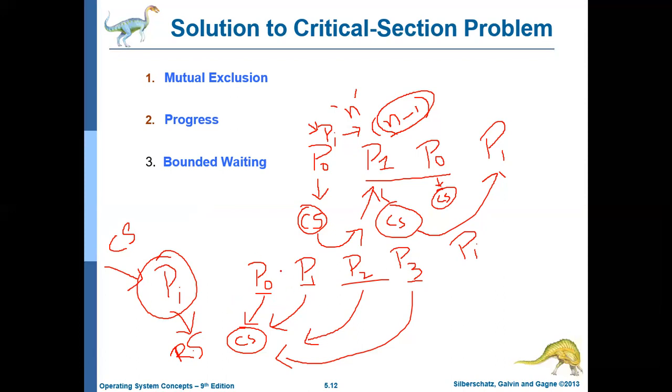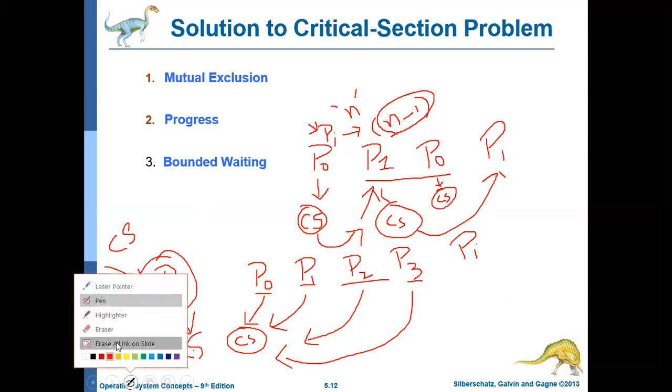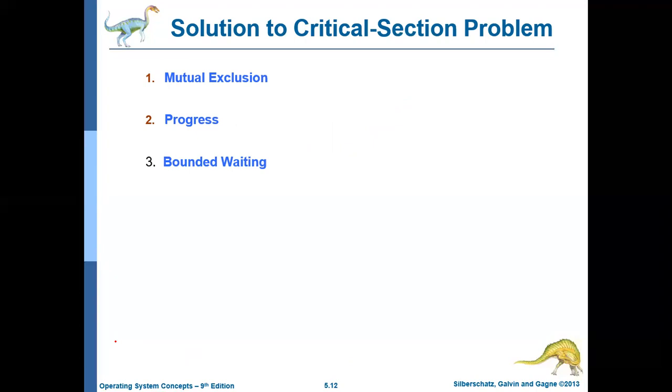Because if you are not ensuring bounded waiting, then it may lead to a problem called starvation. So to ensure that there is no starvation, the solution to a critical section problem should satisfy these three conditions: mutual exclusion, progress, and bounded waiting. Mutual exclusion means at a given time only one process should be in the critical section, and progress means the decision whether a process should enter a critical section or not should not be postponed indefinitely.